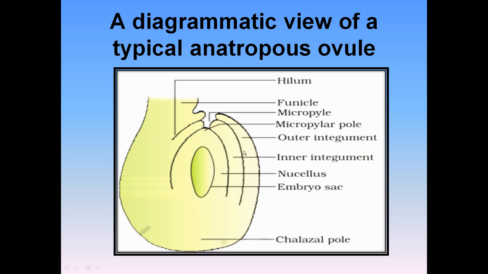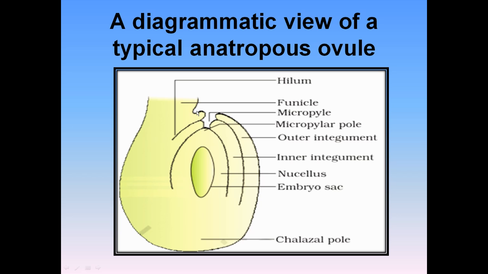You can demarcate this in the diagram as well. This is the outer covering, and beneath the outer covering there is the inner integument. And these integuments are absent at the micropyle and perform a specialized function over here. We will discuss this when we discuss pollination and fertilization. This is very, very important.